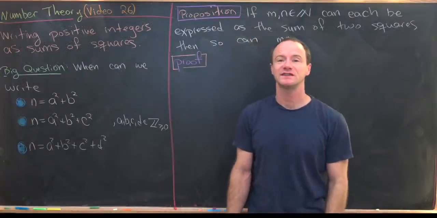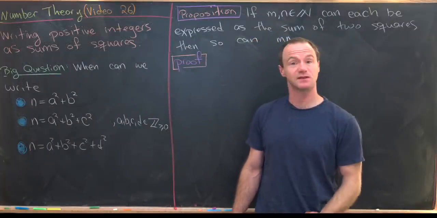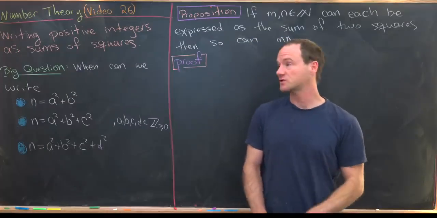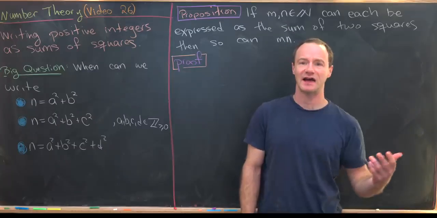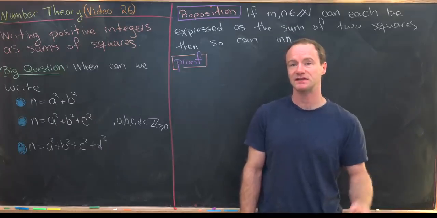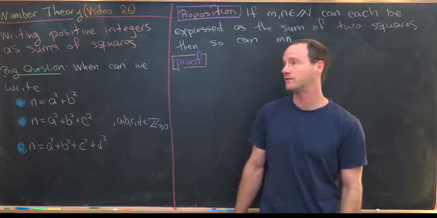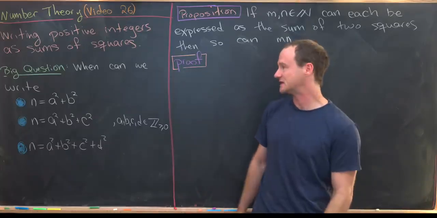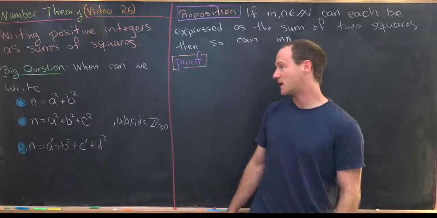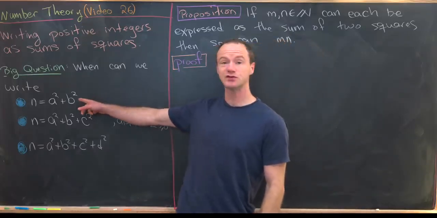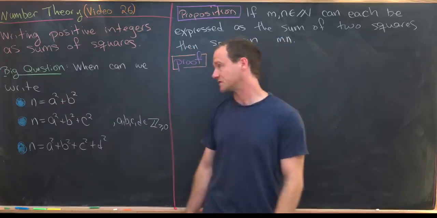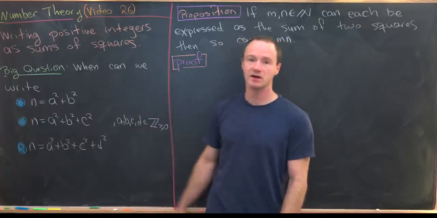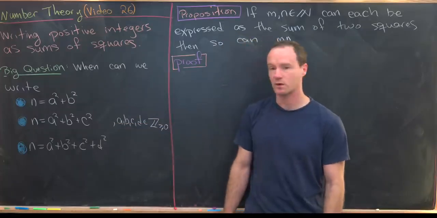This is the 26th video in a series that I'm making to support a course I'm teaching in elementary number theory. And this is the first video where we're looking at the idea of expressing positive integers as the sum of squares. And so the big question related to this is, when can we write a positive integer as the sum of two squares? So in other words, n equals a squared plus b squared, as the sum of three squares, or as the sum of four squares.